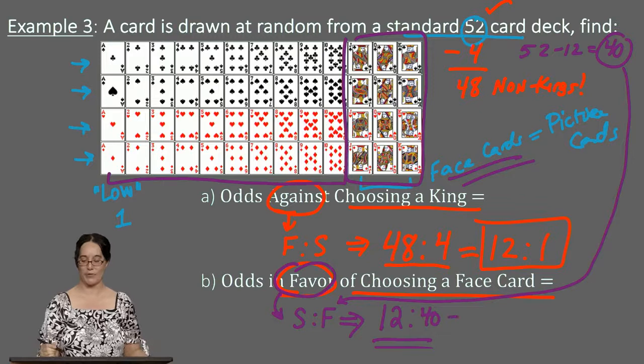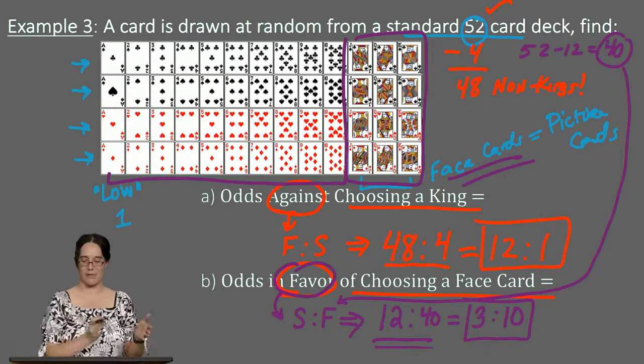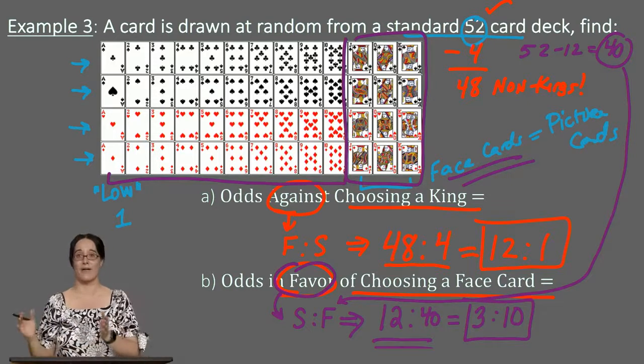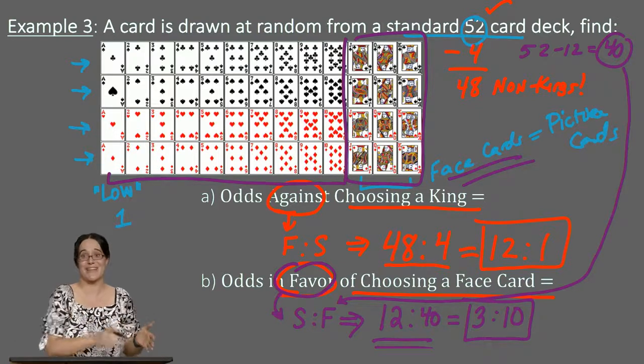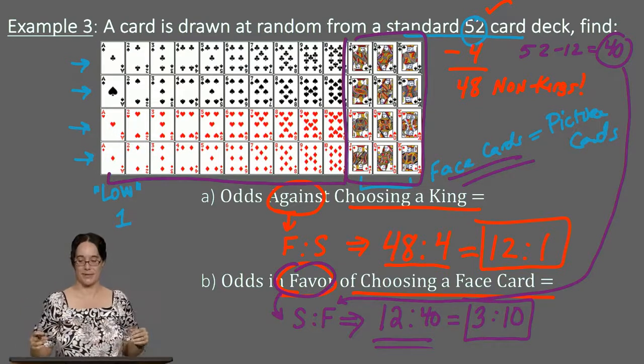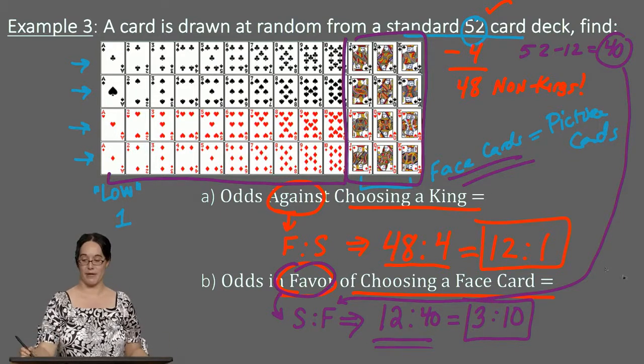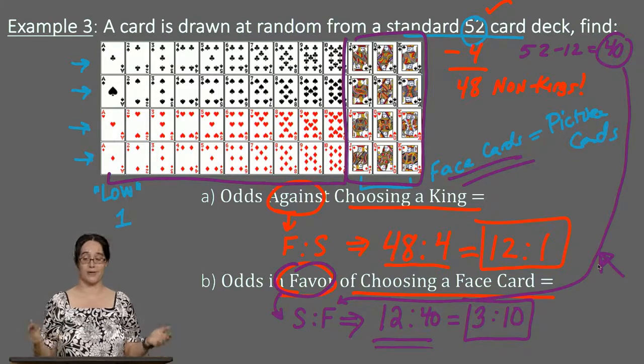But because they are both divisible by something, do you see what number? By 4, that's right. What does this reduce to? Yeah, 12 divided by 4 is 3, and 40 divided by 4 is 10. So for every 13 cards, 3 of them are favorable to us, 10 of them are not favorable to us. 3 of them are face cards, 10 of them are not. So again, I probably wouldn't bet on that if I was a betting person, but I surely would bet on this first one. 12 to 1, those are odds in my favor.